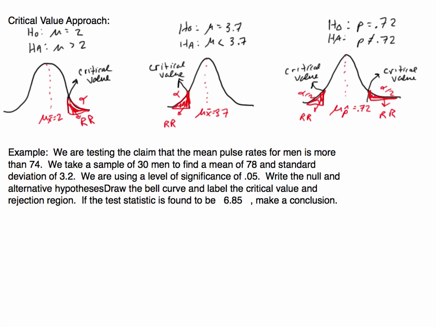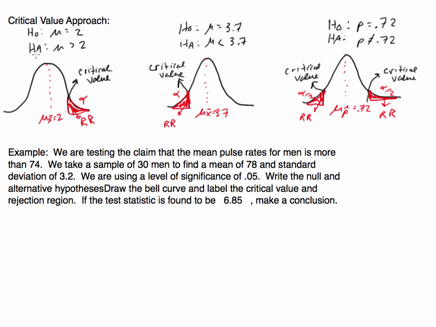We now know how to write a null and alternative hypothesis. What we want to be able to do now is to understand how we make a conclusion. There's a lot of things that are already written down for us, so let's go through what's written down and how we use the critical value approach, how we compare a critical value and a rejection region to a test statistic.